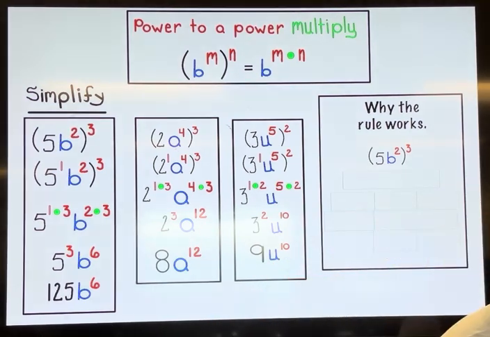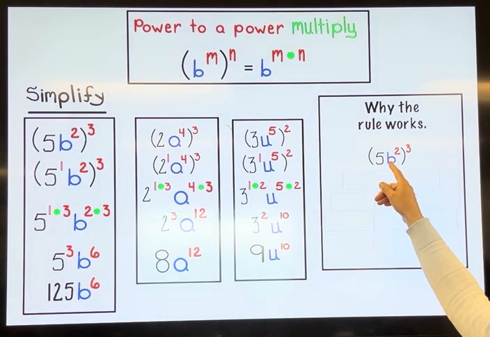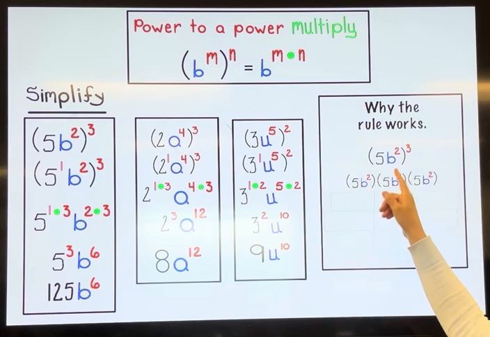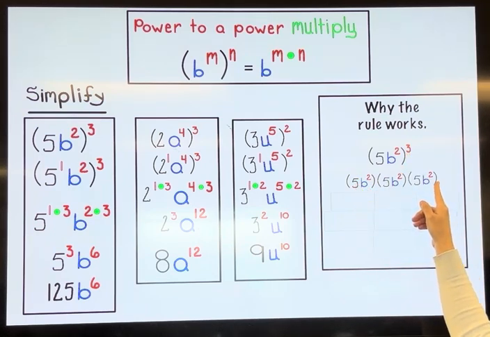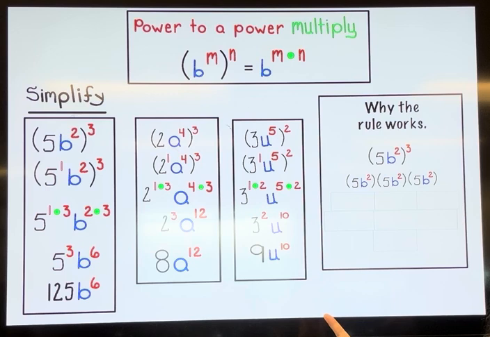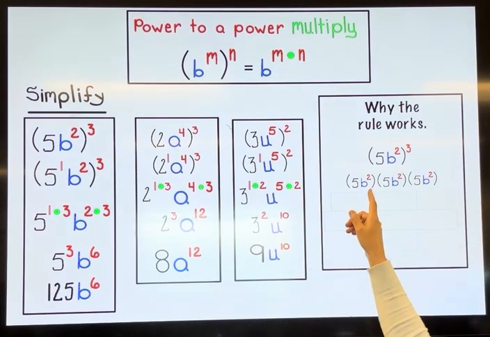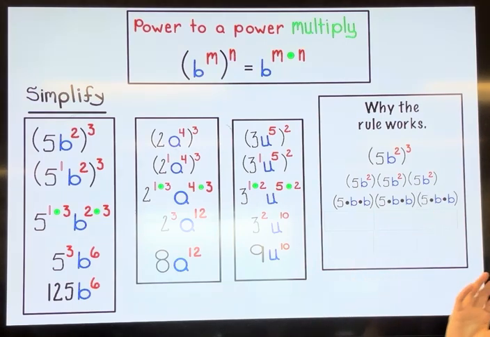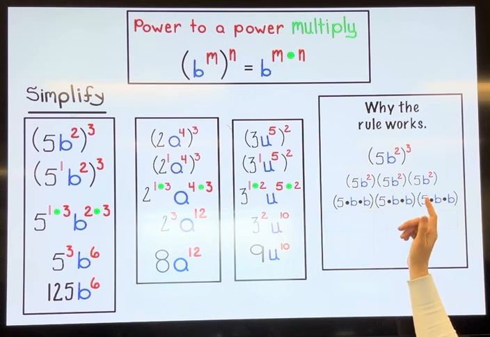Just really quickly, I want to remind you, why does this rule work? If I had 5b squared cubed, that really means I have 5b squared times 5b squared times 5b squared. The 3rd power makes you write that out 3 separate times. If I continue expanding, and this is a great technique if you ever forget the rule, just expand and count. So that b squared, this is 5 times b times b. Every one of those is 5 times b times b. I can reorder. I have 5 times b times b times 5 times b times b.